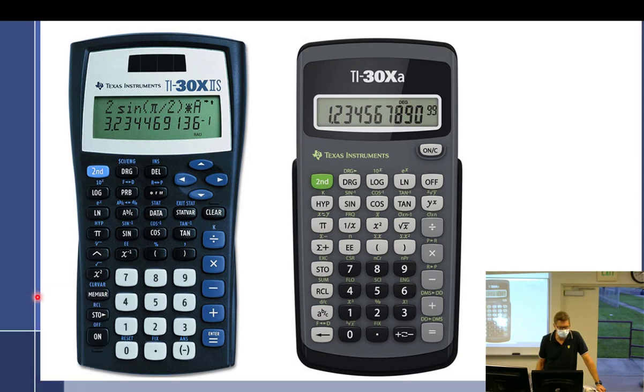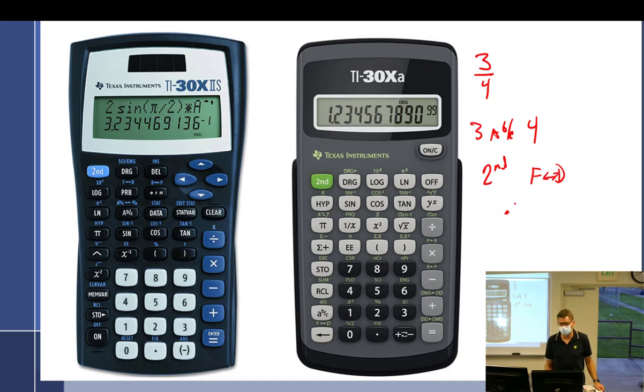One more time, just make sure everybody got it. If I wanted to know the decimal equivalent of 3/4, I could do 3 divided by 4, which is actually pretty fast, or 3, ABC, 4. My calculator is going to then say 3/4, and then I can hit the second function, and then hit the FD key, and it will give you 0.75.